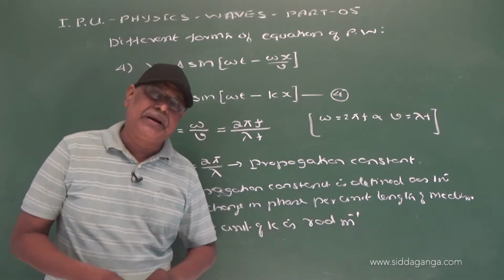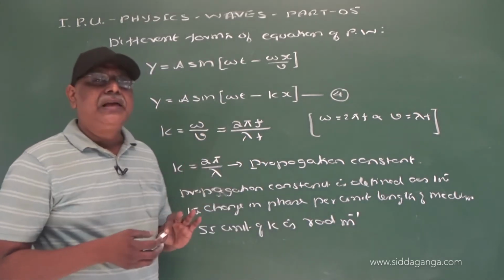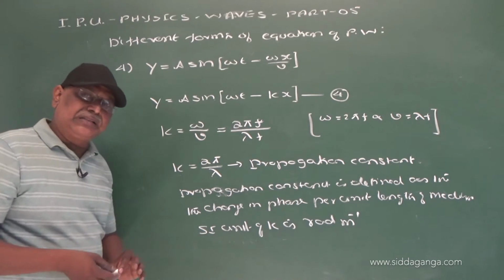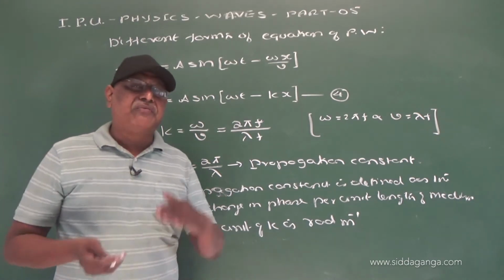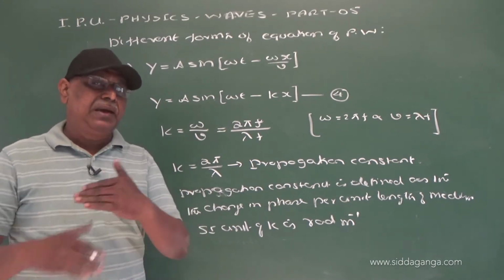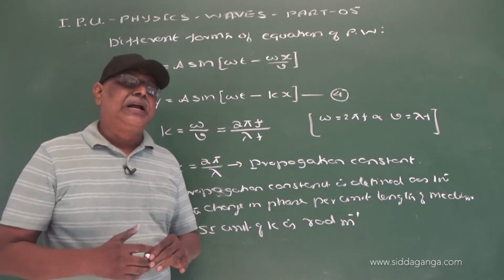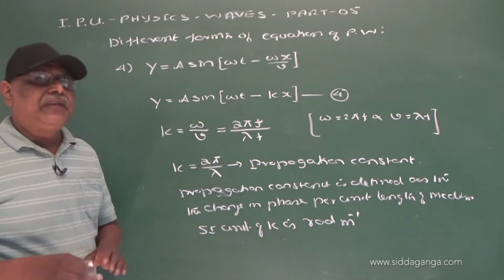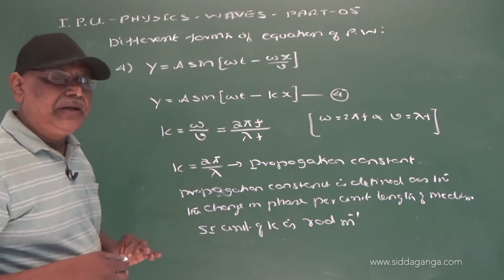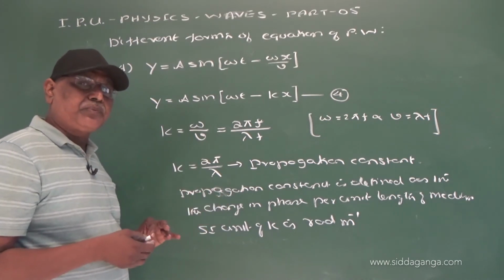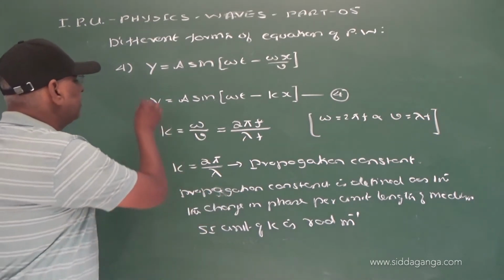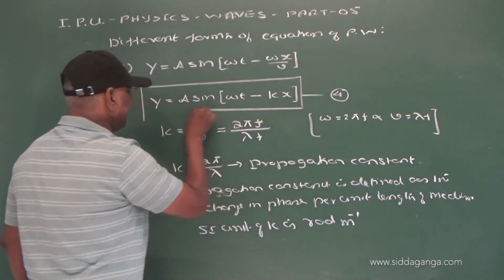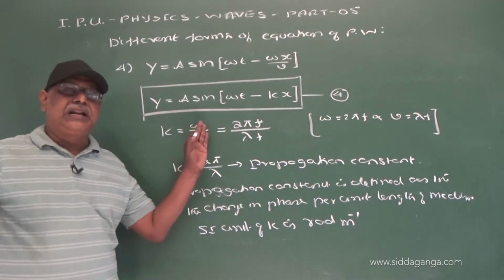It is radian per meter. It is a very important concept in the wave equation. Depending upon the situation, we can use four different forms of the same wave equation, expressed in terms of different physical quantities. But the most general equation we use for the study of progressive wave is y is equal to a sin(omega t minus kx). It is the more general equation.